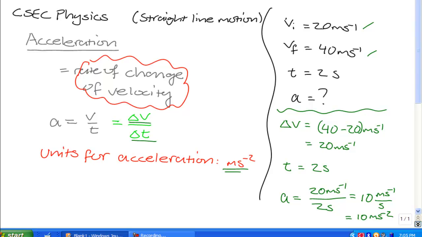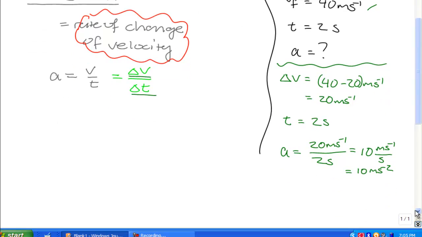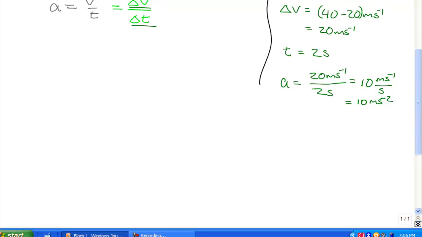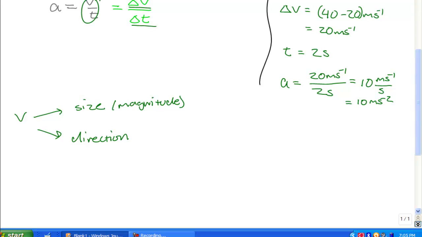Right? There's something else I want to remind you of before we finish today. And that's that acceleration is the rate of change of velocity. Now, if you remember, we said velocity is a vector quantity. So velocity has both a size or magnitude and direction. Right? So v has both size and direction. Now, acceleration is equal to delta v over t, or the change in velocity divided by the change in time.